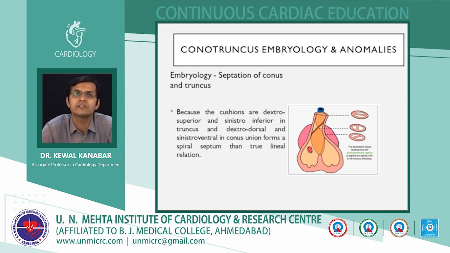So within the truncus arteriosus, a spiral septum develops which separates the pulmonary artery from the aorta. In the figure on the right, on the left side is the left ventricle, and on the right side is the right ventricle. The left ventricle gets connected to the aorta and the right ventricle gets connected to the pulmonary artery because of the development of this spiral septum.